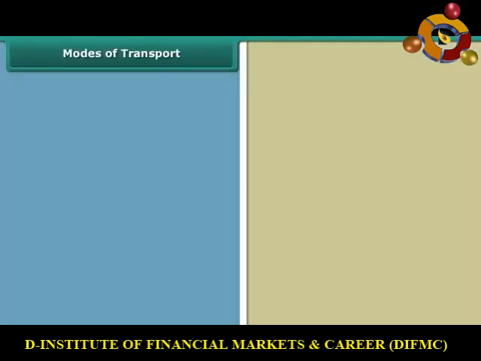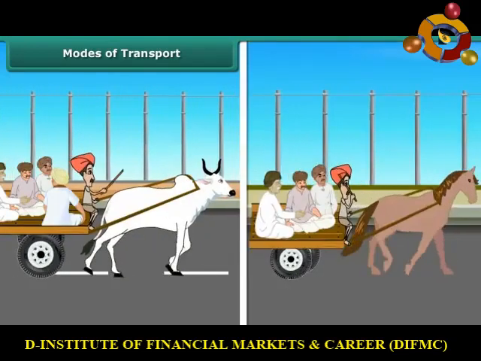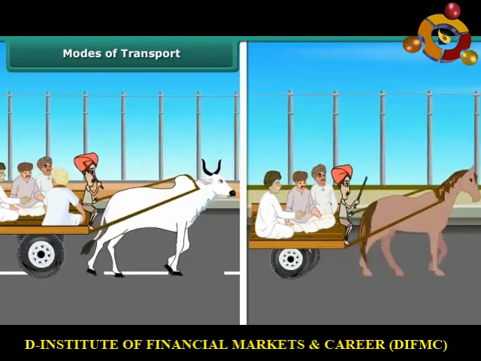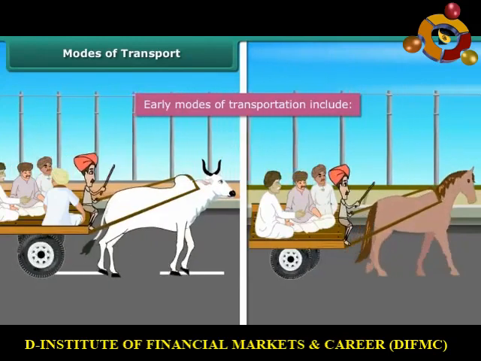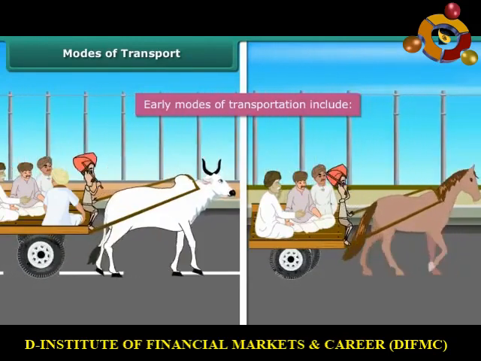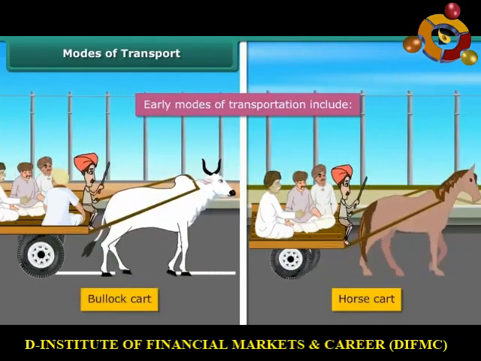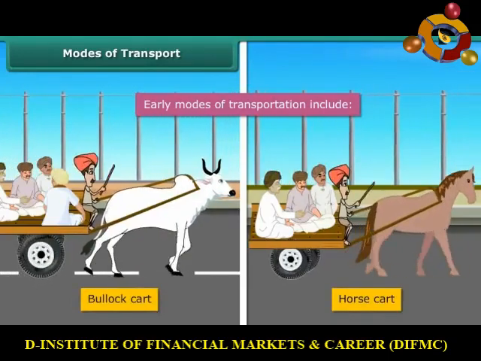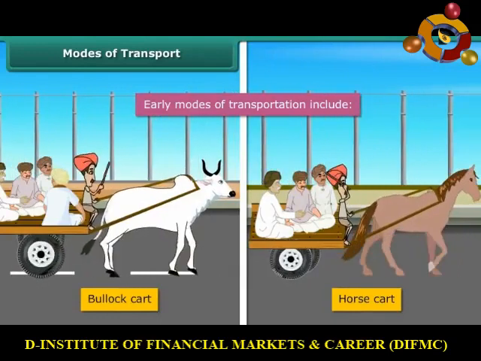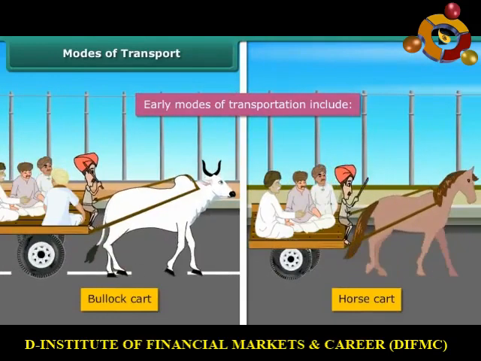Modes of transport. Have you wondered how people travelled in the earlier days? In the early days, people have always used animals to travel from one place to another. For example, bullock cart, horse cart, etc. Can you imagine using a bullock cart to come to school every day now?